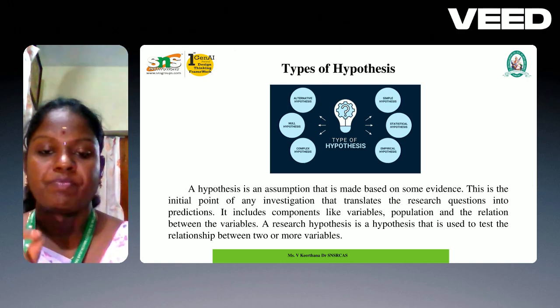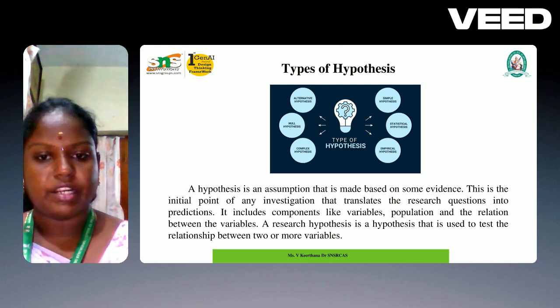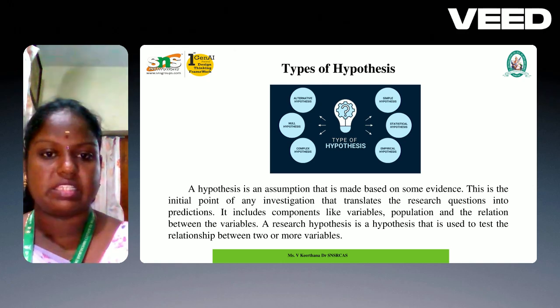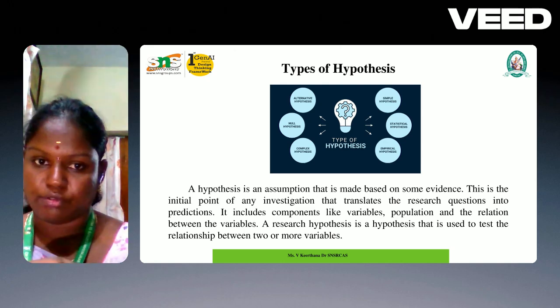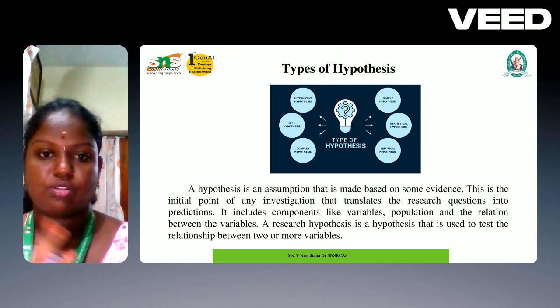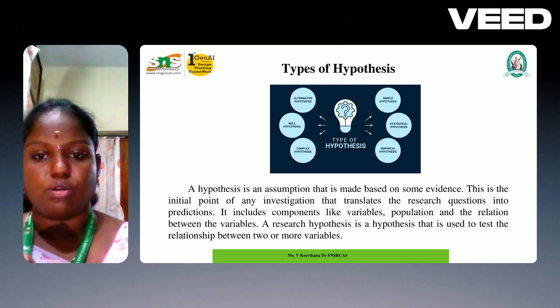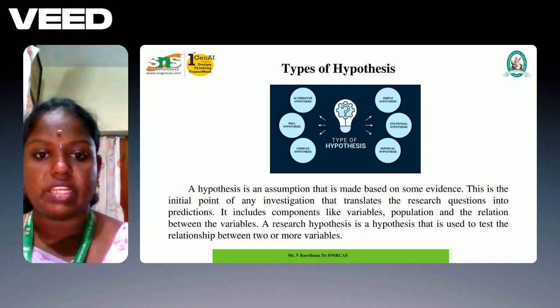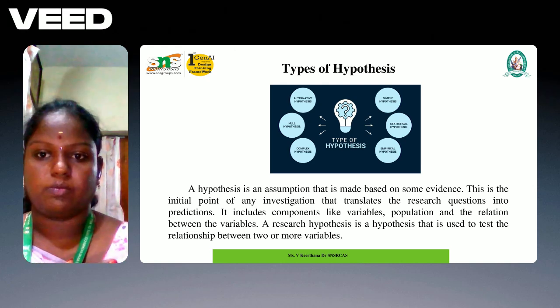For example, eating more vegetables and fruits leads to weight loss, glowing skin, and reduced risk of many diseases such as heart disease. So eating more vegetables and fruits is the independent variable, and weight loss, glowing skin, and reduced risk of many diseases like heart disease are the dependent variables.